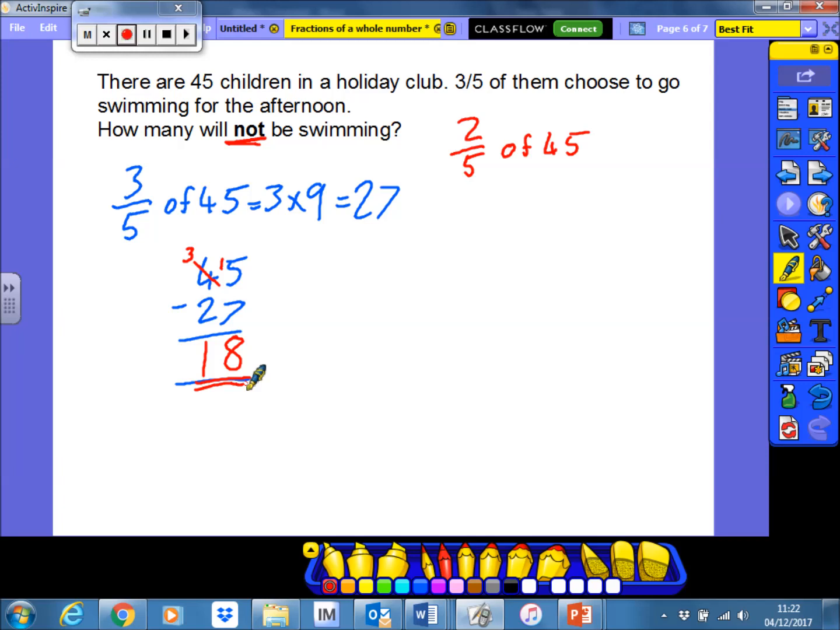Now we'll try it this way just to double check our answer. So the reasoning here is that if 3/5 of them are going swimming, then 2/5 aren't. So we can check our answer by just working out 2/5 of 45. So that would be 45 divided by 5 is 9. Times it by 2. 2 times 9. And we get our answer 18. So we've arrived at our answer 2 different ways. But both of them have provided the same answer, so we know that it is a reliable answer.